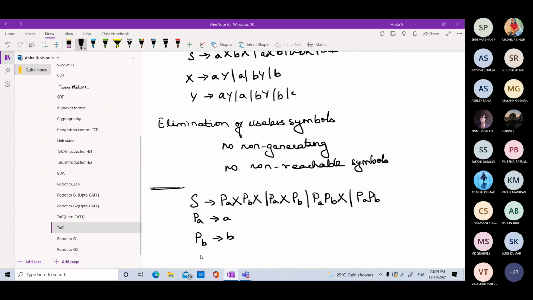The next is X derives. S again, that is deviation, right? PA Y or A or PB Y or B.